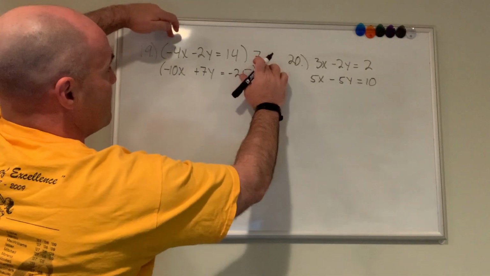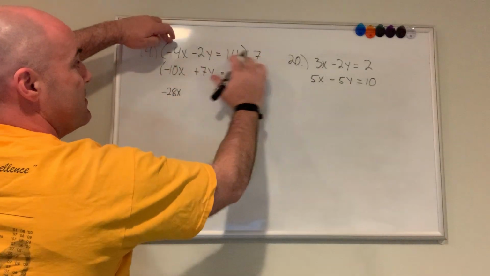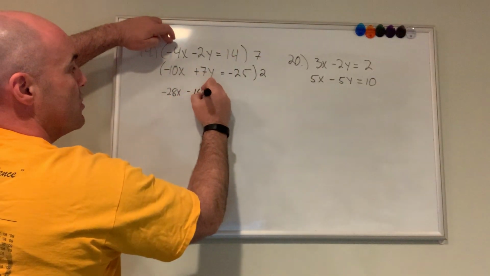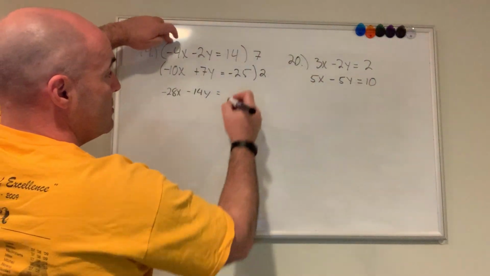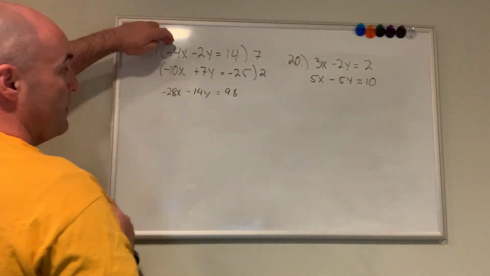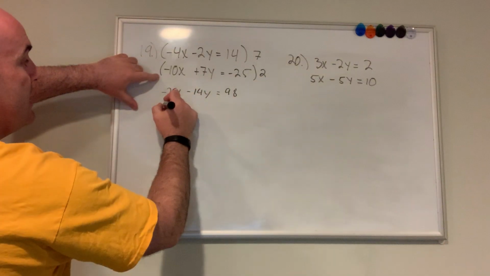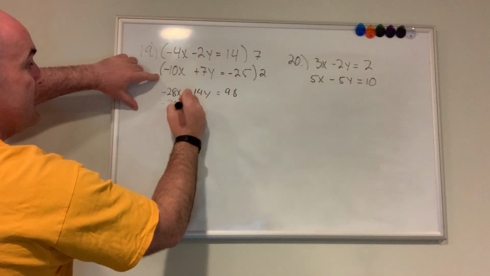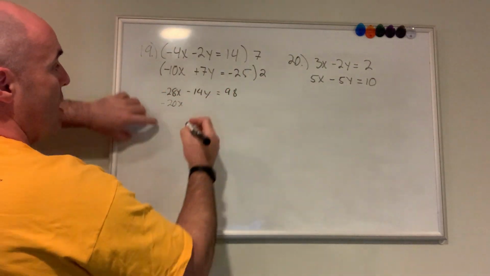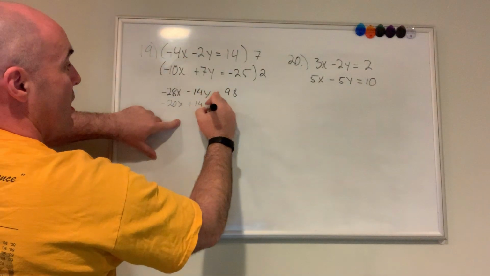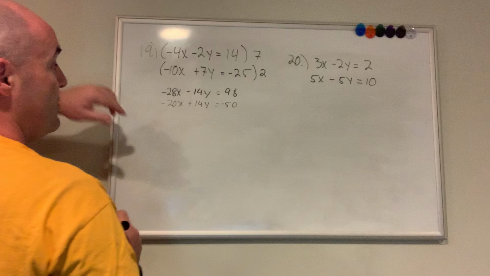So let's move across the top. 7 times negative 4 is negative 28x. 7 times negative 2 is negative 14y. And 7 times 14, that is going to be 98. Now here we're going to distribute 2 times negative 10. That is going to be negative 20x. 2 times 7y, that's going to be positive 14y. And 2 times negative 25, that's negative 50.